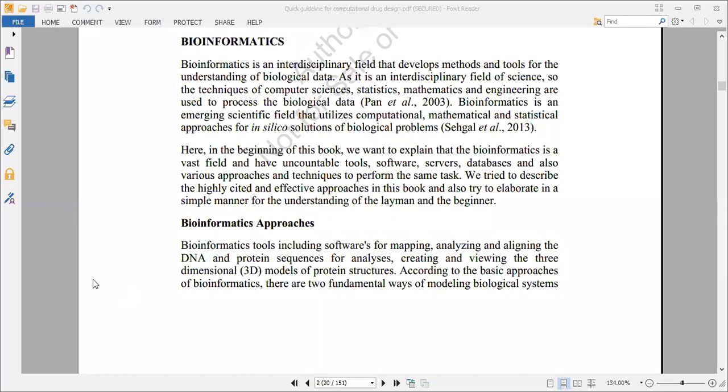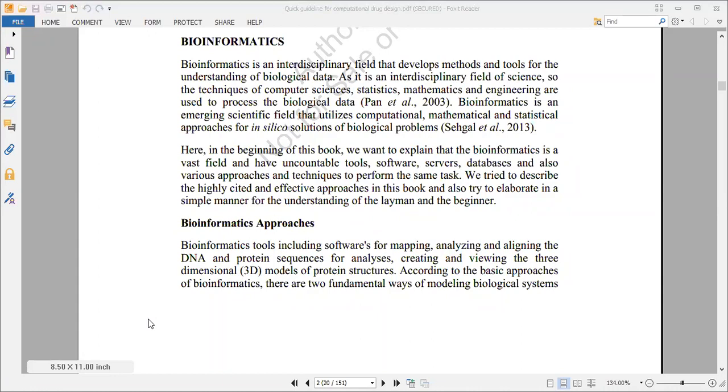Assalamualaikum, sir. Walaikum salam ji, beta, please, from bioinformatics. Bioinformatics is an interdisciplinary field that develops methods and tools for the understanding of biological data. As it is an interdisciplinary field of science, the techniques of computer sciences, statistics, mathematics, and engineering are used to process the biological data. Bioinformatics is an emerging scientific field that utilizes computational, mathematical, and statistical approaches for in silico solutions of biological problems.